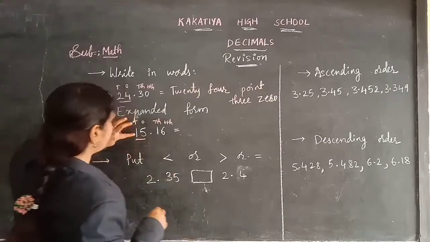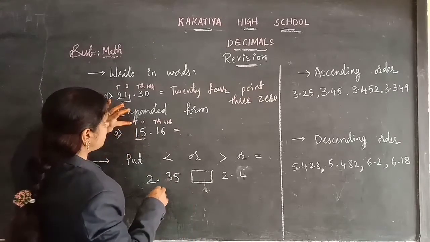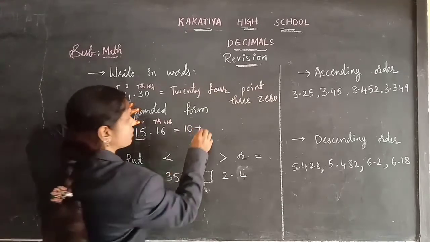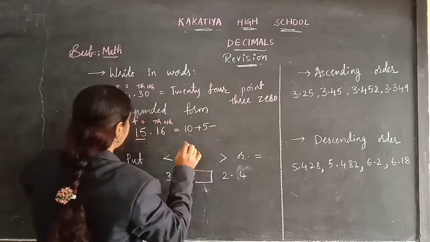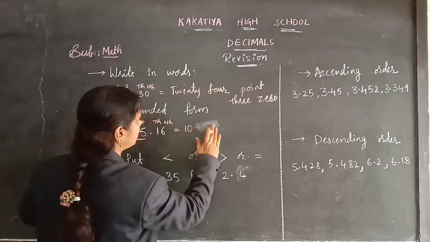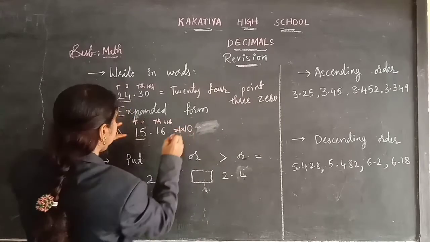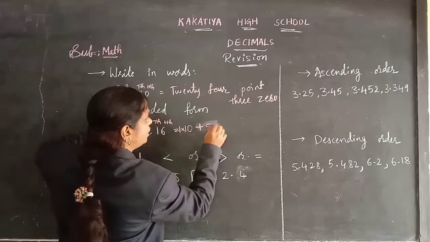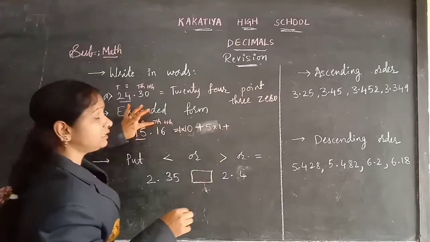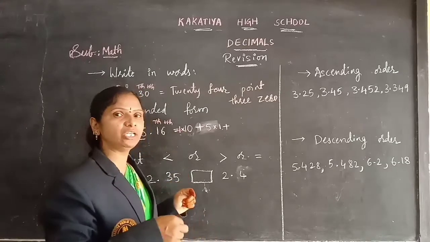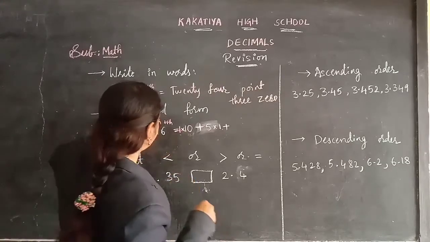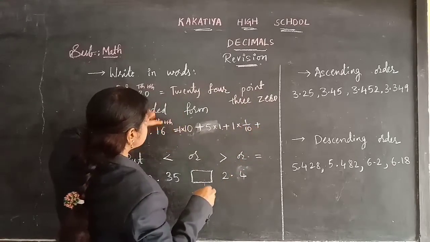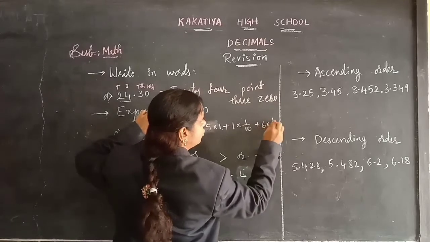First 15. How can we expand here? In the integral part, 1 is in the 10th place, so its value is 10, plus 5 is in the 1's place, so its value is 5. Or else 1 into 10 plus 5 into 1. Plus, 1 is in the 10th place, which means we need to write it as 1 by 10, so this is 1 into 1 by 10, plus 6 is in the 100th place, so 6 into 1 by 100.